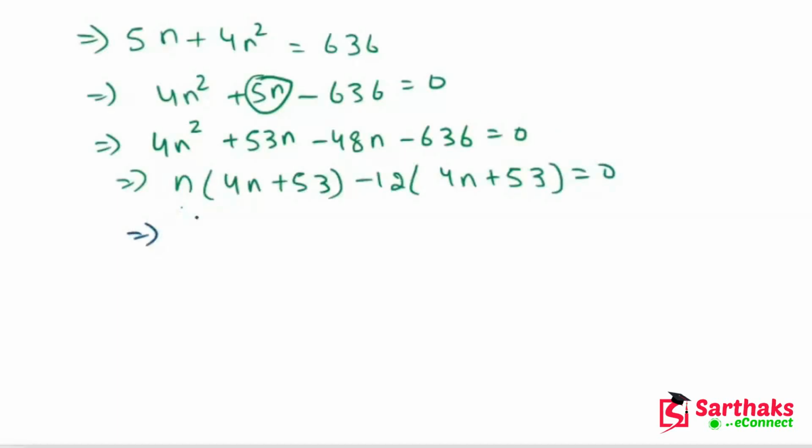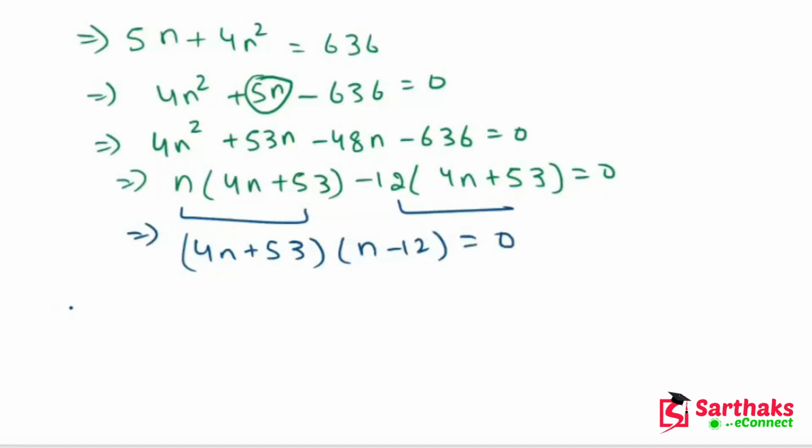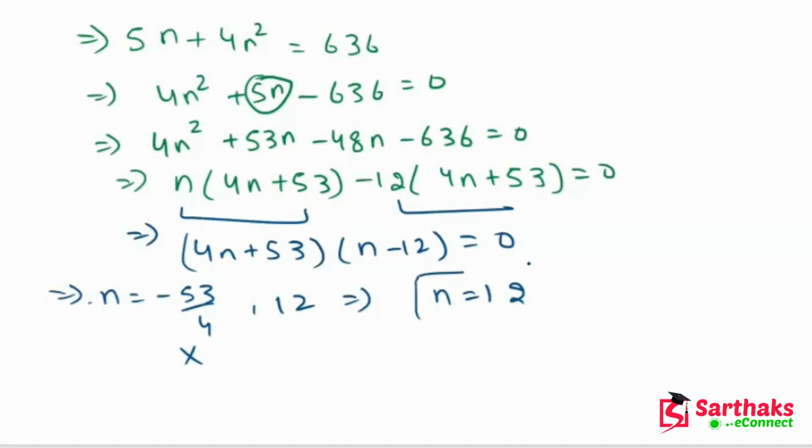Now from these two terms we take 4n plus 53 as common, and n minus 12 is equal to 0. So now n is equal to minus 53 upon 4, and 12. Okay, so n cannot be negative or a fraction, so we do not accept it, we accept the value n equal to 12. So the answer is n equal to 12 only. Okay, I hope you understand these things.